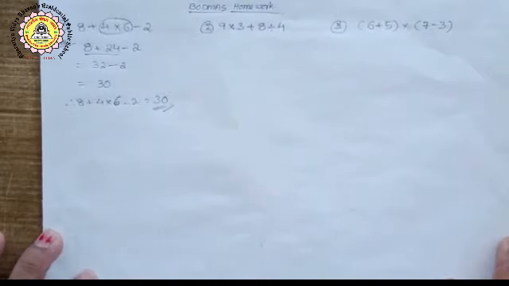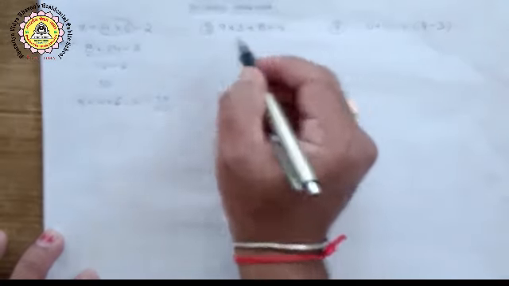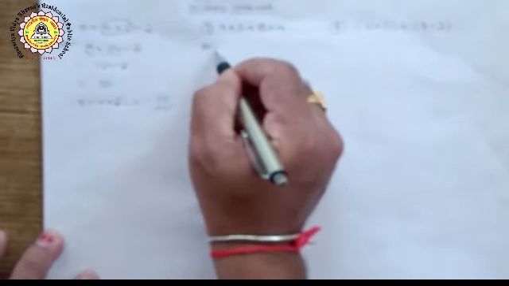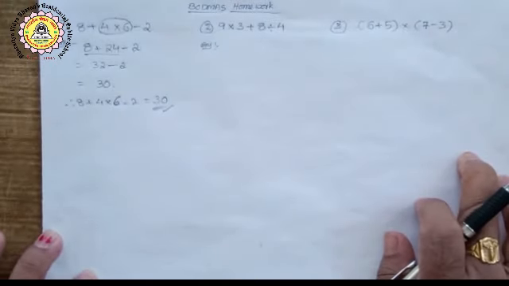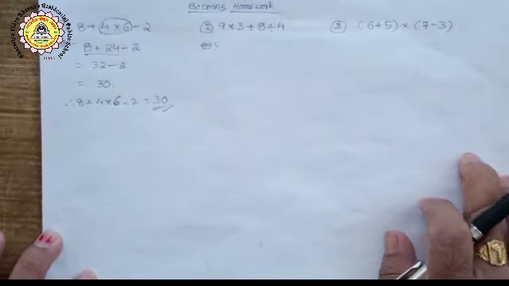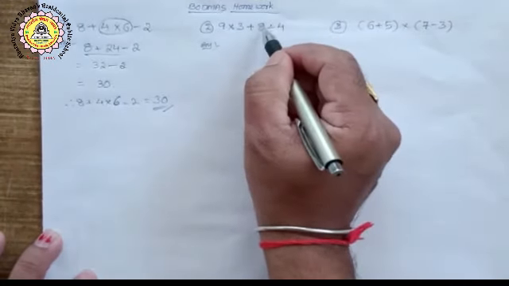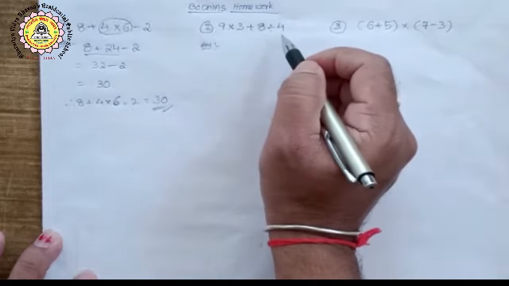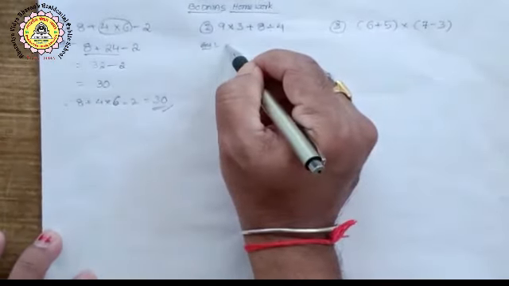Now let's move to the second one. 9 into 3 plus 8 divided by 4. See this answer. Here into, plus, division, three symbols are here. So first preference you have to give to the division symbol. So division symbol lies in between 8 and 4. That means 8 divided by 4. First we have to complete that part.